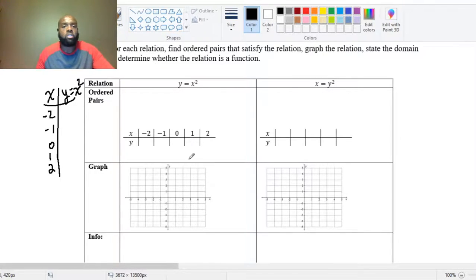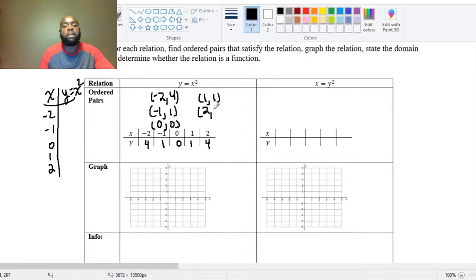So what we're going to do to get the y coordinate for our ordered pairs that we're going to graph is just plug in these values, right? When we plug in -2, if we square that, we get 4. We get 1, 0, 1, and 4. And so we have a bunch of ordered pairs: the ordered pair -2, 4, the ordered pair -1, 1, the ordered pair 0, 0, the ordered pair 1, 1, and the ordered pair 2, 4.